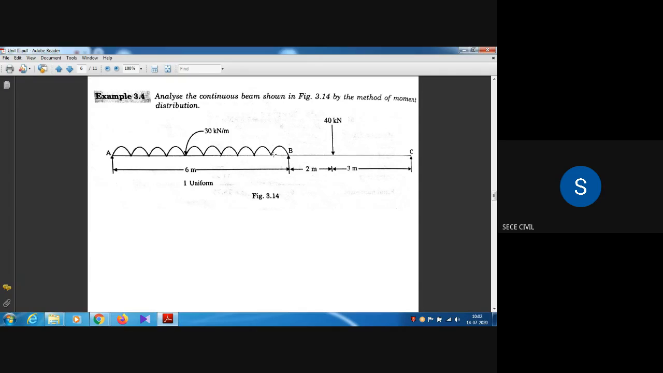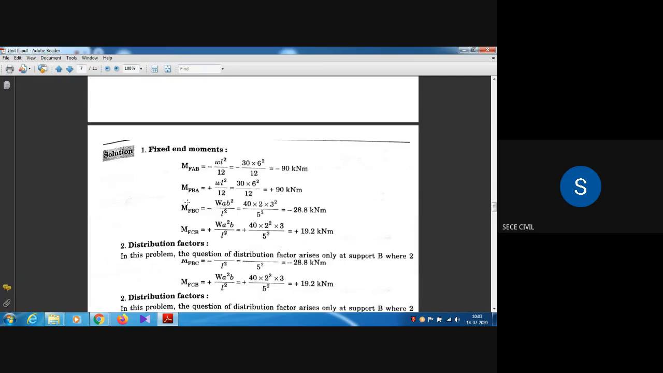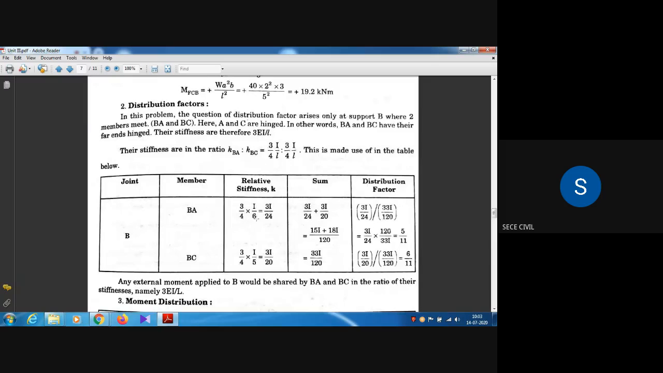Okay, so in member BA, the far end A is injet. Then what will be the formula? The stiffness formula. I by L is if the far end is fixed. Here the far end A is hinged, so the stiffness formula is 3I by 4L. By using this formula only, we are calculating. So 3I by 4L.